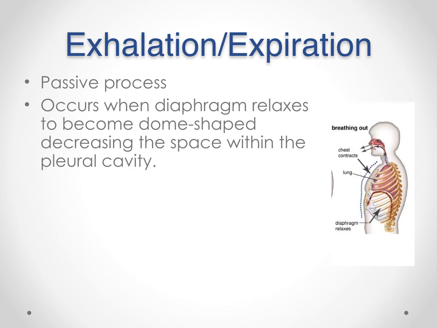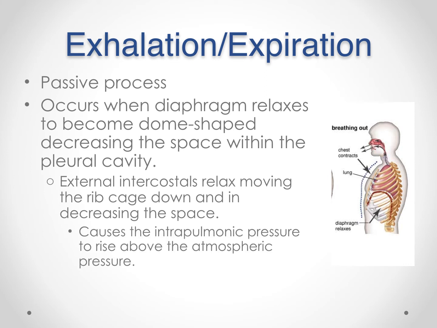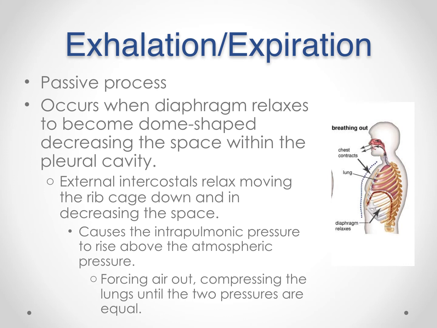So the diaphragm will fold up and in to the pleural cavity right underneath the lungs. Your external intercostals relax and move the rib cage down and back to its homeostatic resting position, which will decrease the space in which the lungs have to expand. This process causes your intrapulmonic pressure to rise above atmospheric pressure. Because of this, it's going to force air out, which will compress both of the lungs until the pressures are once again equal.